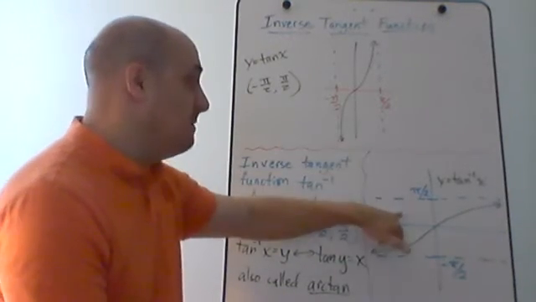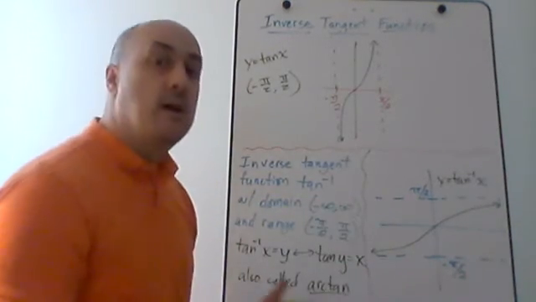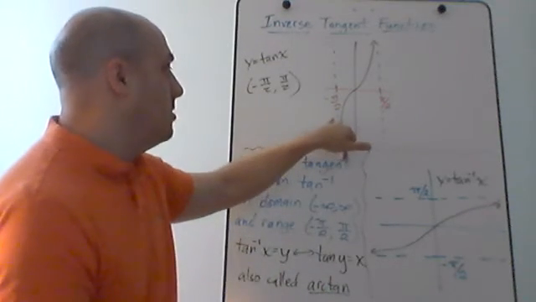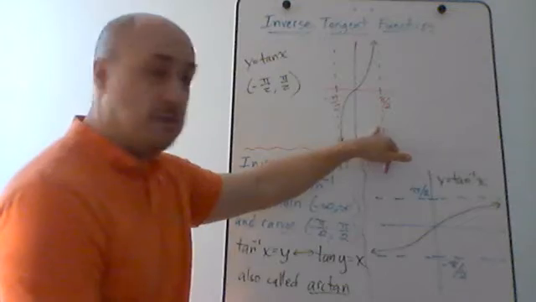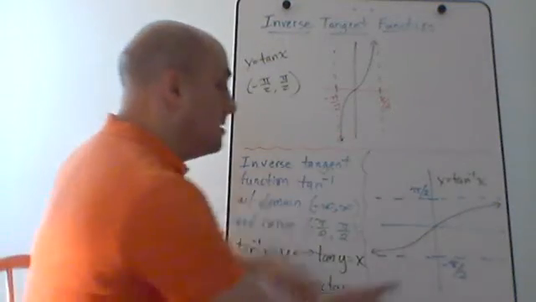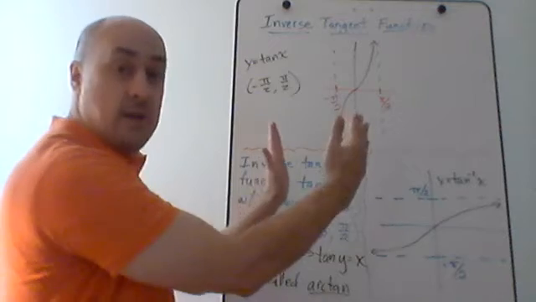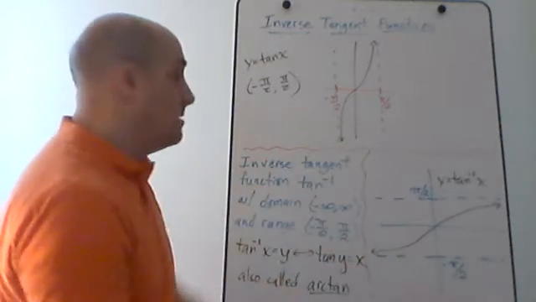So for the inverse tangent function, remember, inverse functions switch the domain and the range. For the tangent function, the domain here was from negative pi over 2 to positive pi over 2. For the inverse tangent function, the range is from negative pi over 2 to positive pi over 2. The x values here become the y values for the inverse.